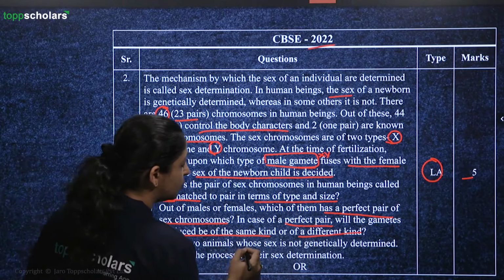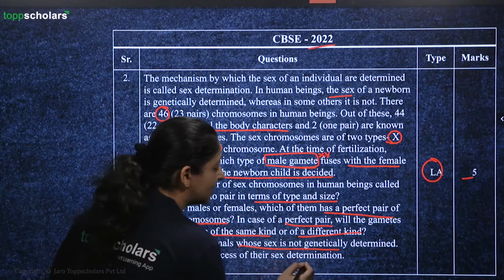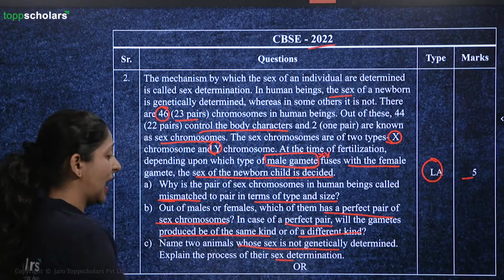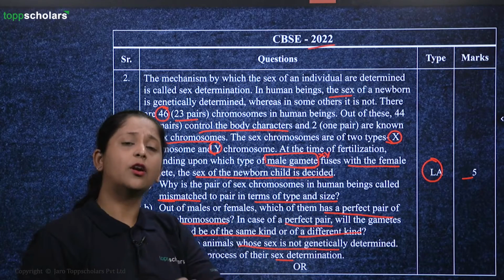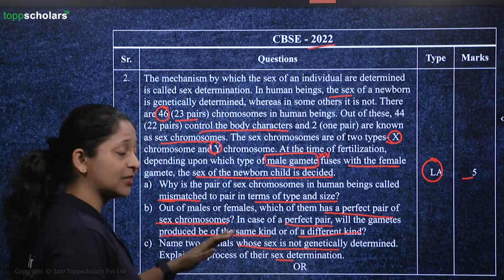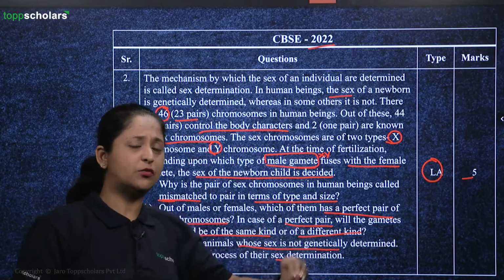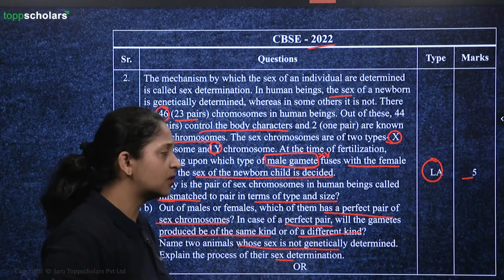Name the 2 animals whose sex is not genetically determined. Explain the process of their sex determination. Okay, there are certain animals for which you cannot determine their sex by genetic information. There is a different way for them, and you have to explain that process. So this paragraph will give you a basic gist from your perspective. You need to answer this question.